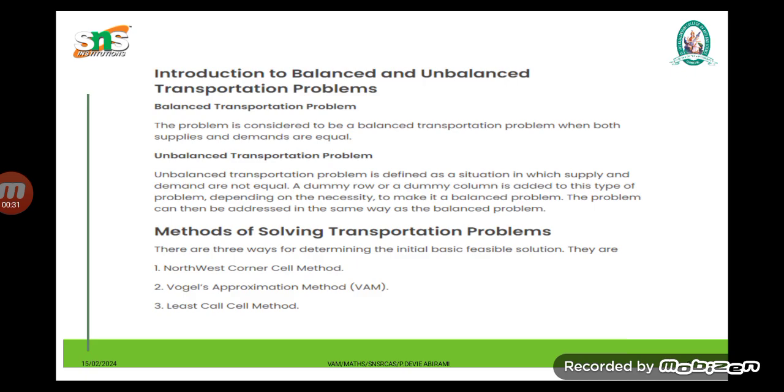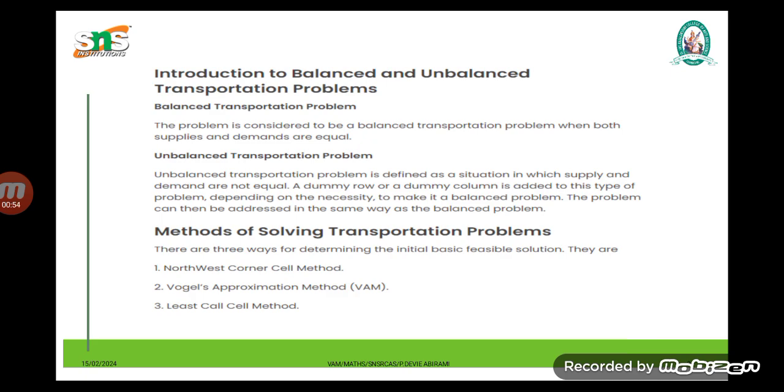There are two types of problem: one is balanced and the other is unbalanced. If the total supply and the total demand are equal, then the problem is said to be a balanced problem. If the total supply and demand are not equal, then the problem is said to be an unbalanced problem. We have to add a dummy row or column to make it balanced.